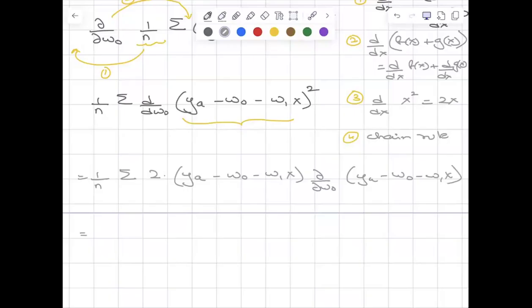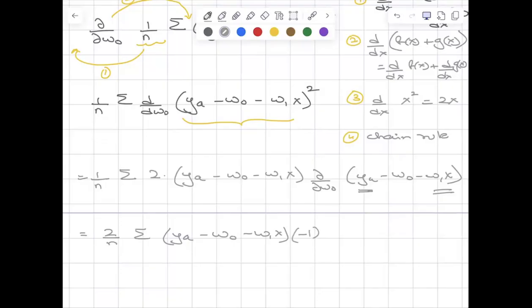And this finally, again, the 2 is a constant. I can take it outside the summation. I get ya minus w naught minus w1x. Now, the derivative of ya is a constant. So the derivative of a constant is 0. The derivative of w1x, again, it's a constant, so it's a 0. So I'm just left with taking the derivative of minus w naught, which is just minus 1.